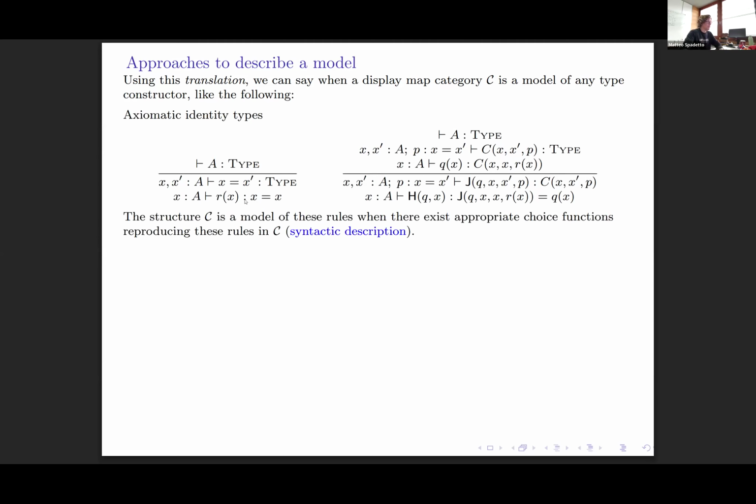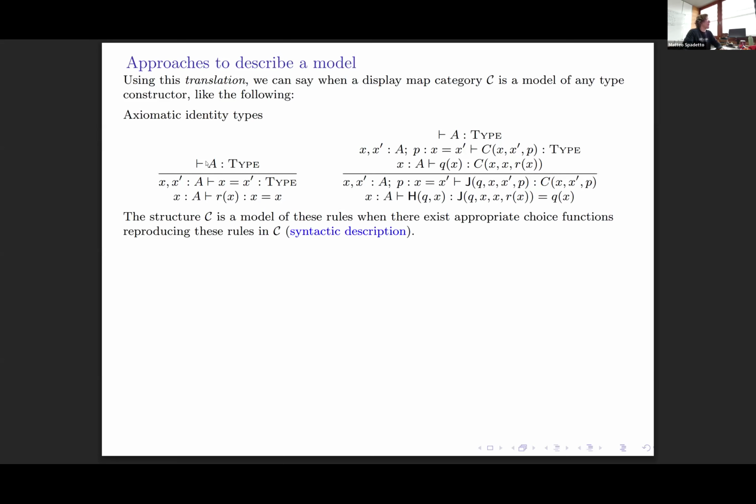Thanks to the language that we have just seen, a display map category will be a model of these rules when you have, I call it a choice function, for each of these 4 rules that maps the interpretation of the premises into the interpretation of the conclusions. So we'll have in a display map category a function that for the interpretation of every type A produces the interpretation of this type, x equals x', as a display map. So the idea is that types will be interpreted as display maps and terms as sections.